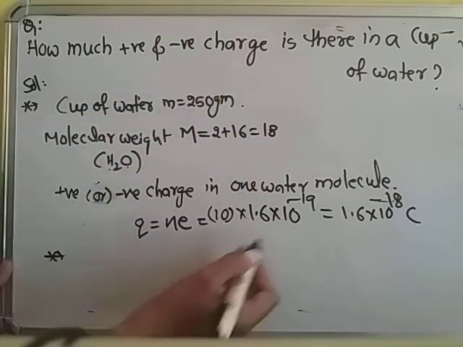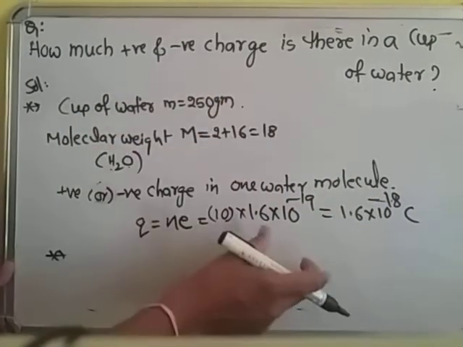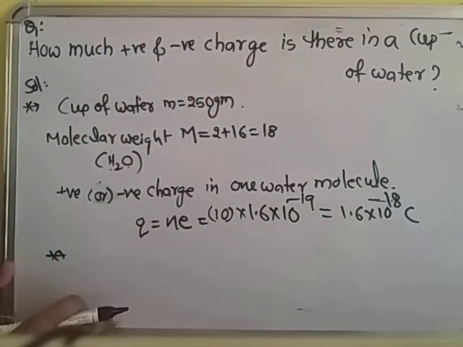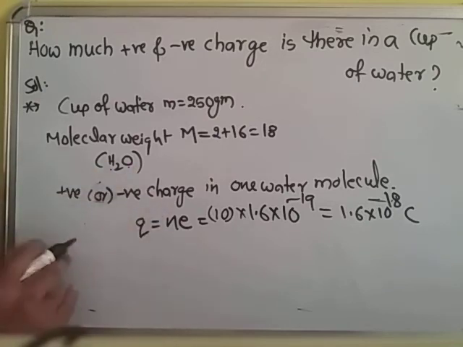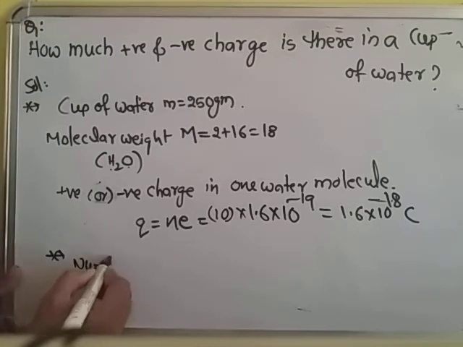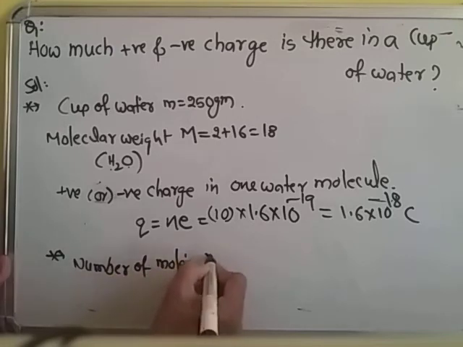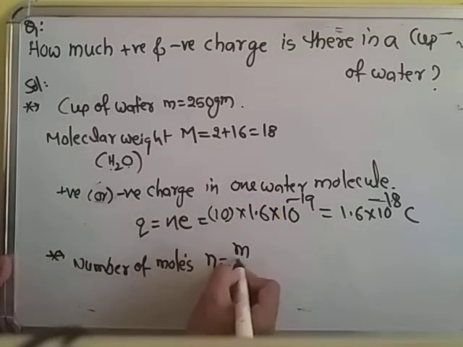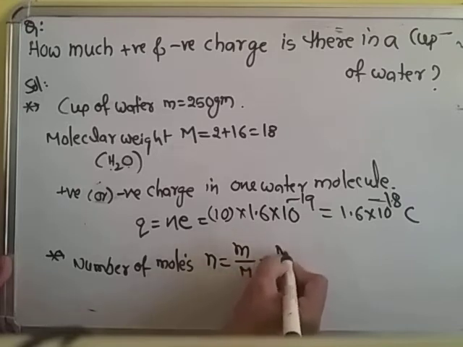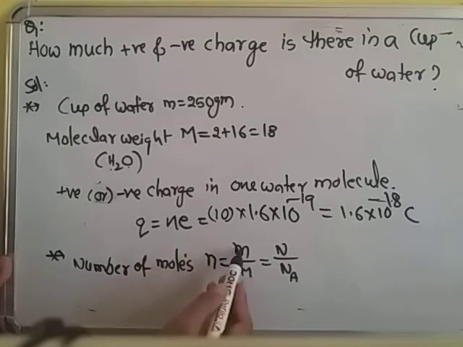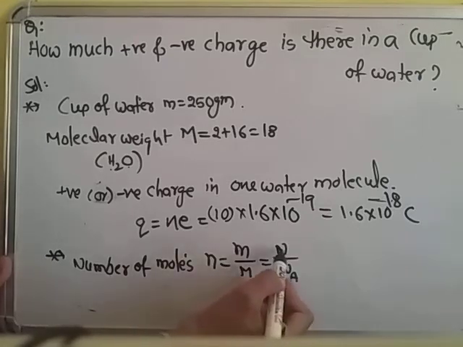But in a cup of water, I want to find out the positive charge or negative charge. For that, I need to know how many molecules the cup of water can contain inside. For that we have one formula, the number of moles formula. The number of moles is weight by molecular weight, or number of molecules by Avogadro number. You should remember, one formula is weight by molecular weight, the other formula is total number of molecules by Avogadro number.